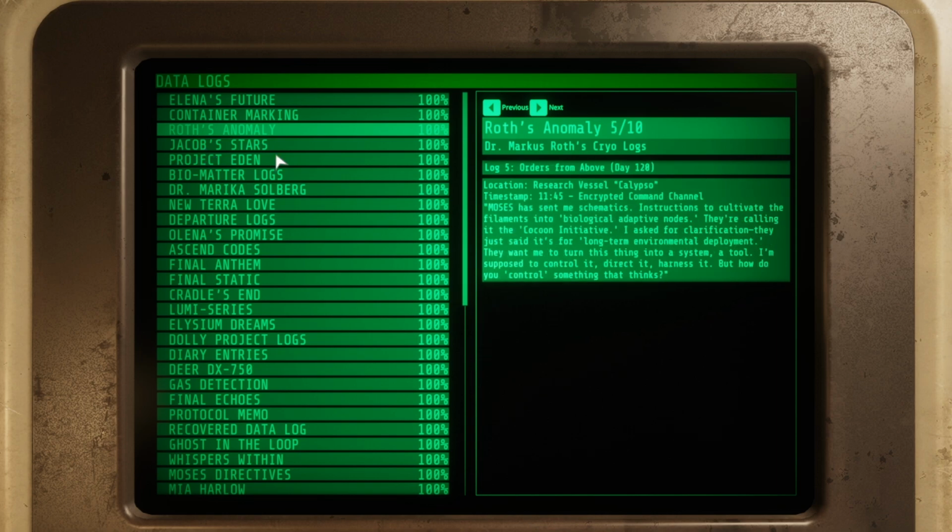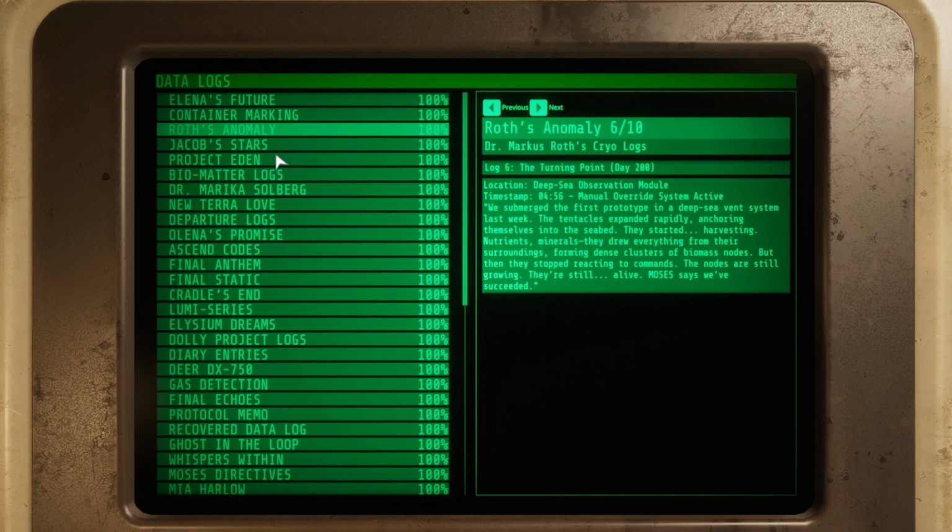Research vessel Calypso. "We're back on the boat. Encrypted command channel at 11:45. Moses has sent me schematics, instructions to cultivate the filaments into biological adaptive nodes. They're calling it the Canoon Initiative. I asked for clarification. They said it's for the long-term environmental deployment. They want me to turn this stain into a system, a tool. I'm supposed to control it, direct it, harness it. But how do you control something that thinks?"